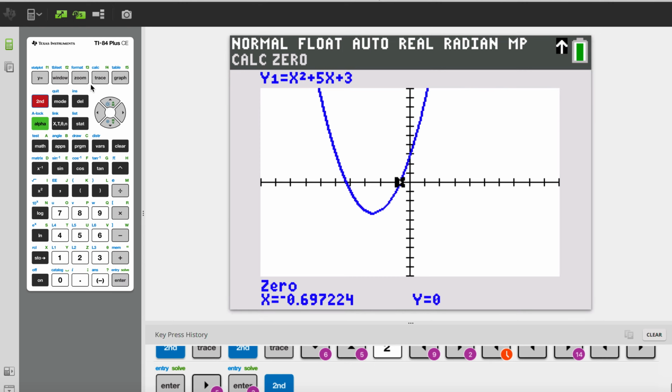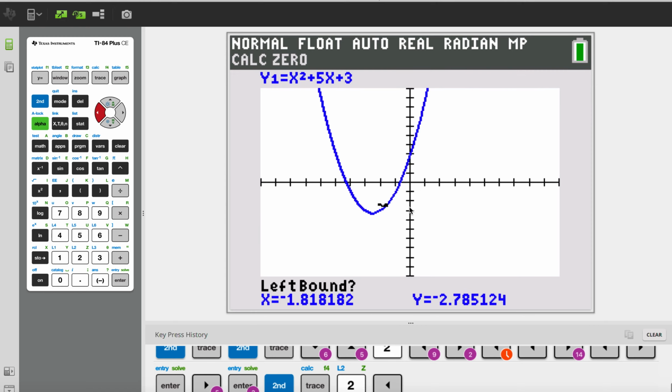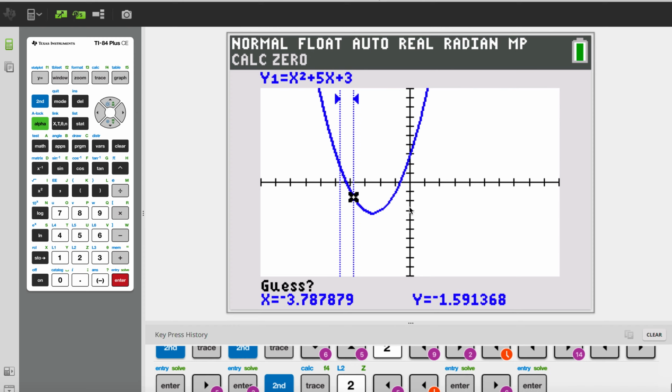So basically, I just have to repeat my step. Second and trace. After that, I go to 0. And now it asks me for the left bound, which is here now, because now I'm doing the second root. And here's my left bound. My right bound is here. Yes, I just do enter again.